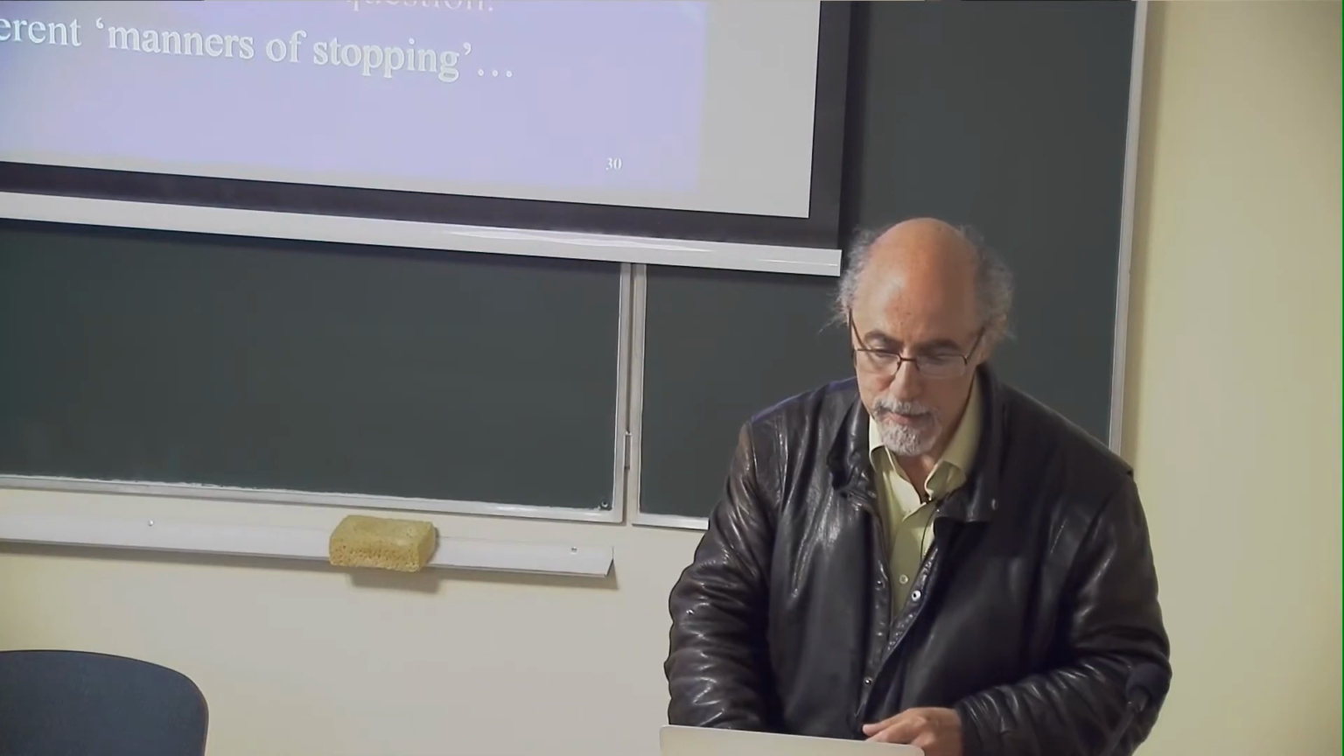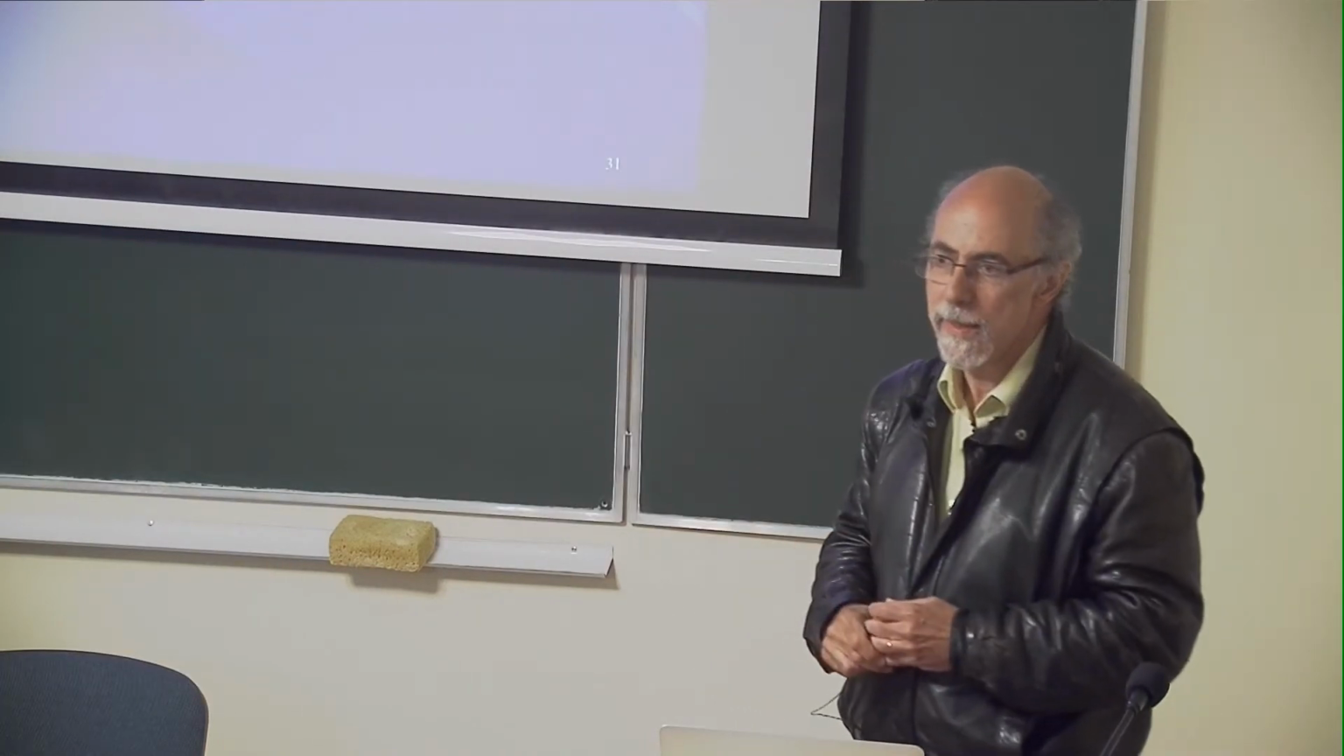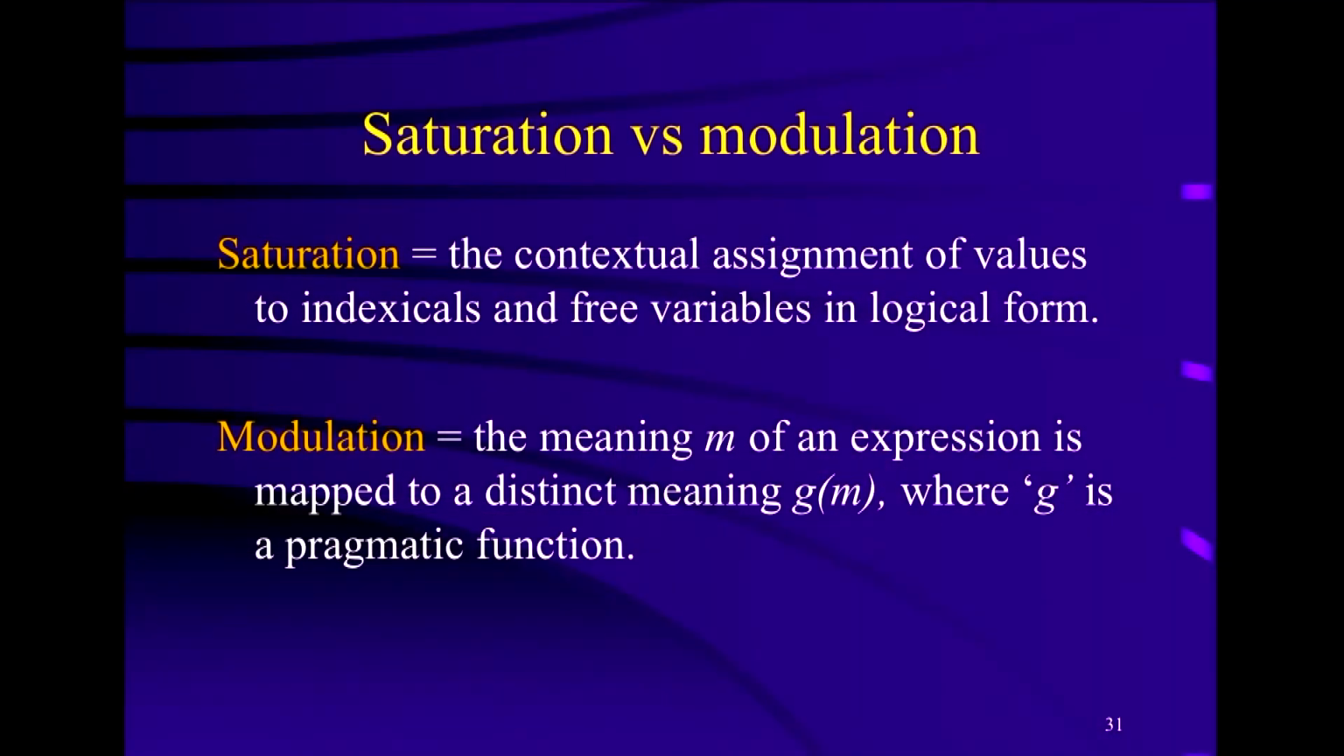So I think that here what's relevant is a distinction between two types of contextual processes, which I call saturation and modulation. Saturation is the case in which the context provides a value for a free variable in logical form, for an indexical. So that's a case in which there is a semantic incompleteness. The context must provide something. Saturation is when the context does provide that thing. So you say he's very tall, and the context determines that you're talking about John.